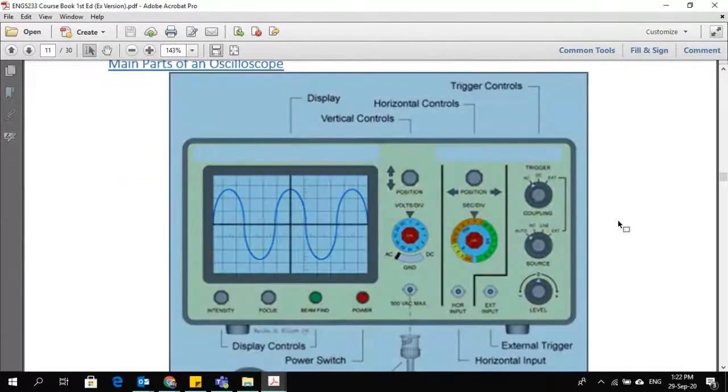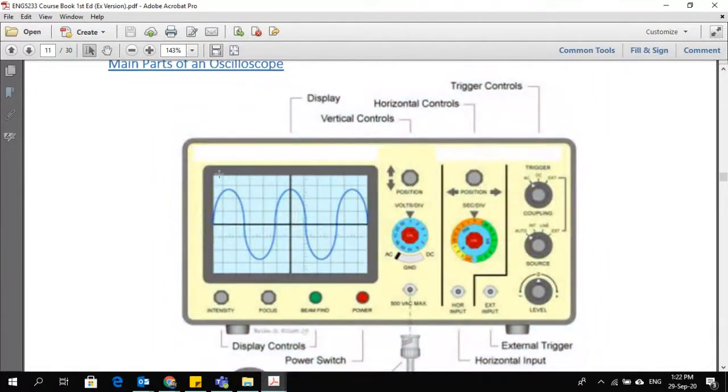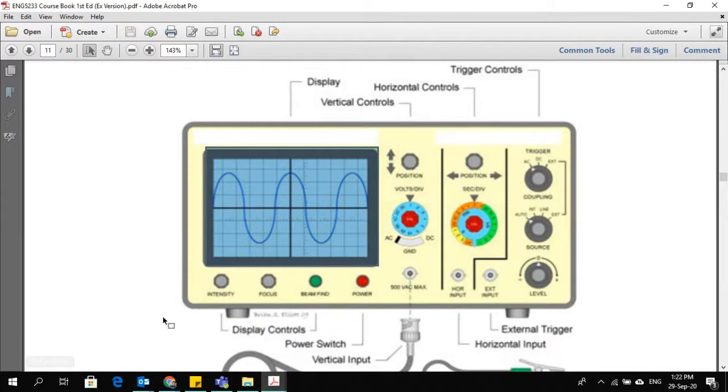If we talk about the main parts of the oscilloscope, the first one is the display, where you see your waveform. Then there are some display controls. Here you see some knobs where you can adjust the intensity, focus, and other things. The power button is there. These are the controls related to the display, to adjust its brightness, intensity, focus, and other things. The power switch is also available at the bottom.